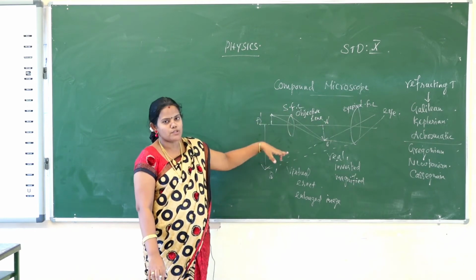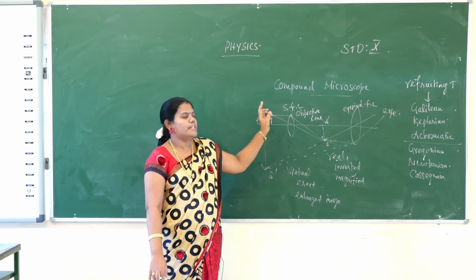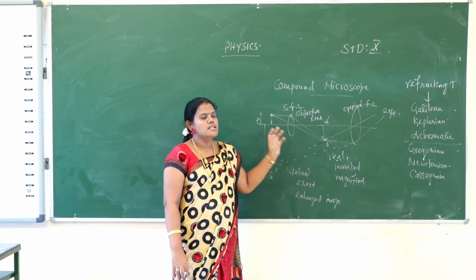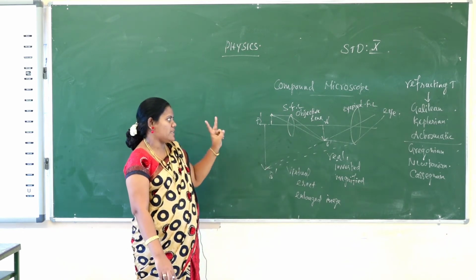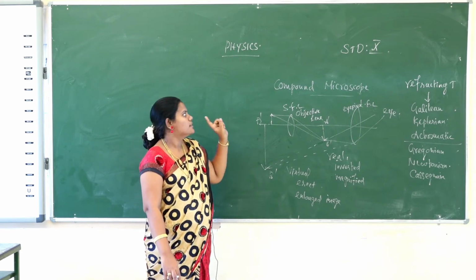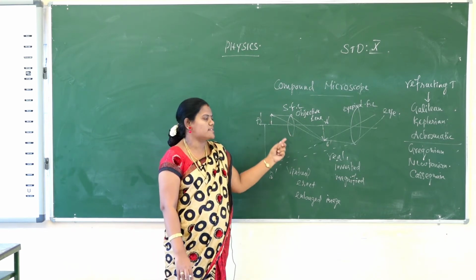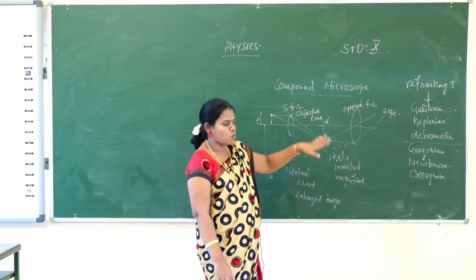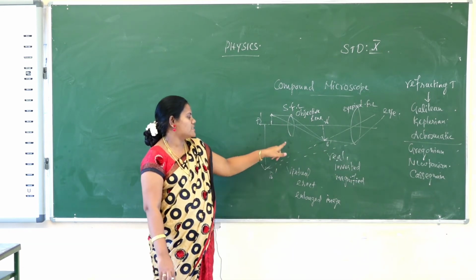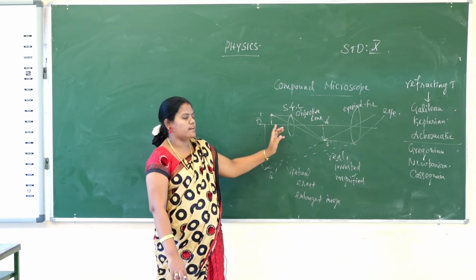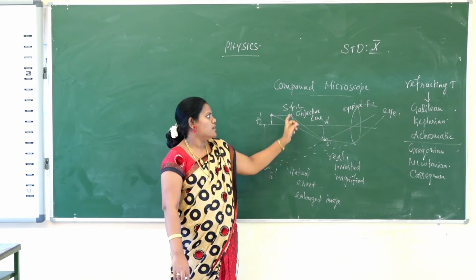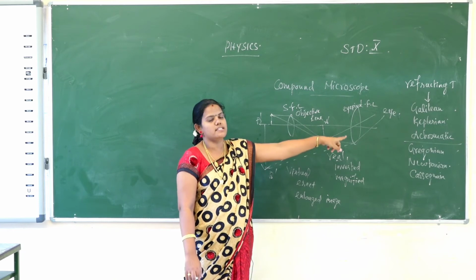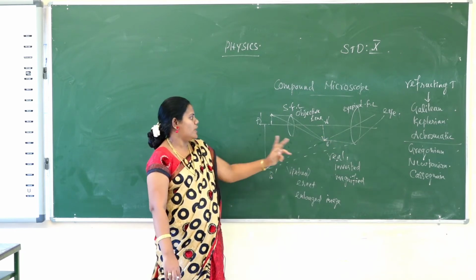The simple microscope has only one lens, that is the convex lens, but the compound microscope has two lenses. One lens is the objective lens, which is a convex lens, and the other is the eyepiece lens, which is also a convex lens. The objective lens is kept in front of the object. The eyepiece lens is kept in front of the eye. So, two lenses there.